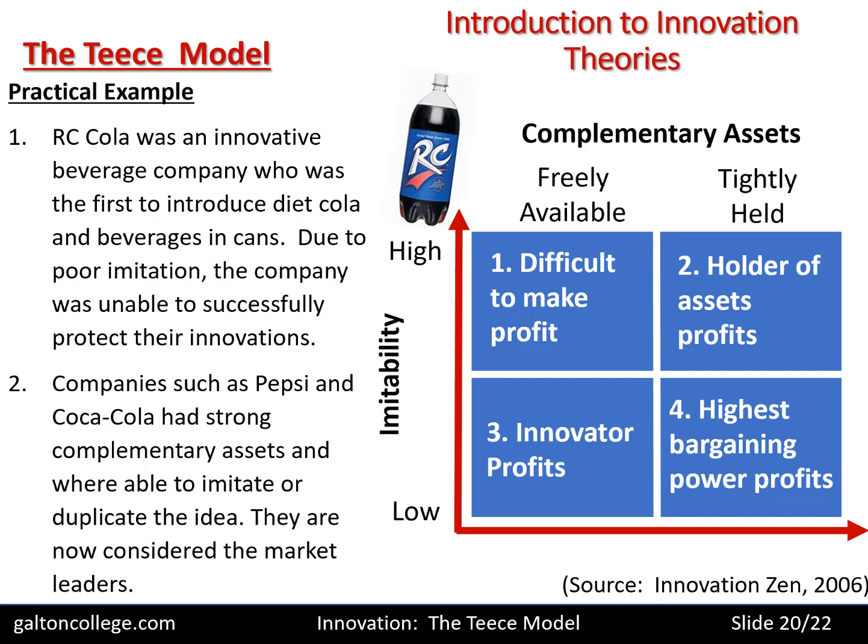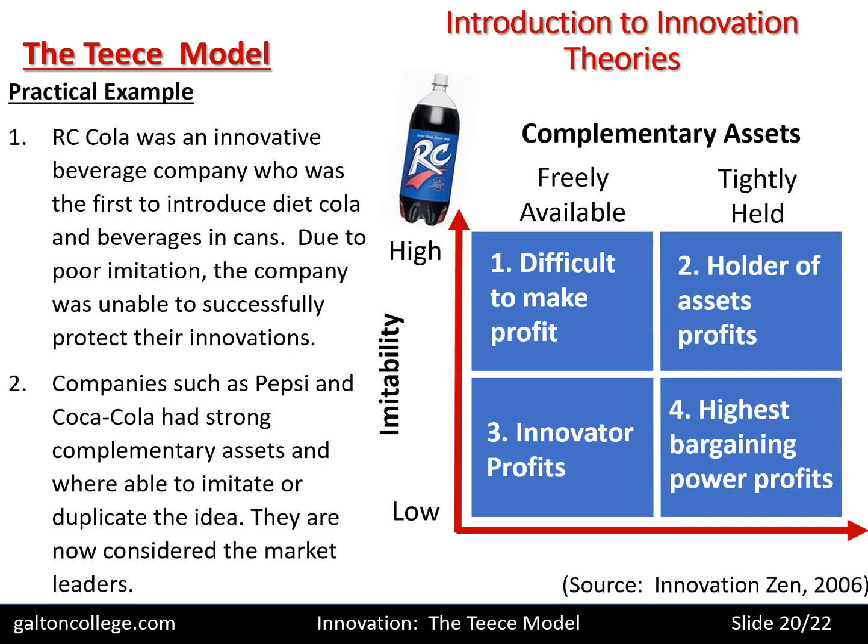RC Cola has just about gone, I think. Don't often see it. But they were the originator of the idea. They were the ones with the idea. However, it could be imitated easily. And the others had complementary assets. So, in other words, the others were tooled up for the production of a product such as that, but they also had the distribution channels and the outlets from their other products, so they could use those for this extra product, this new product.